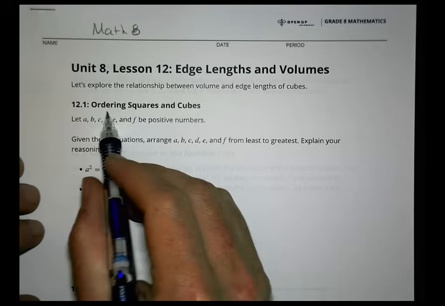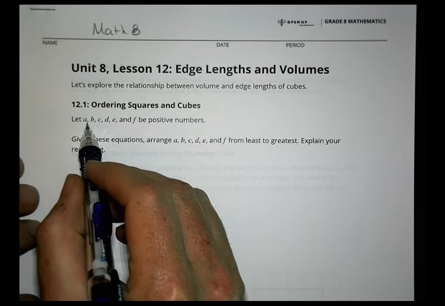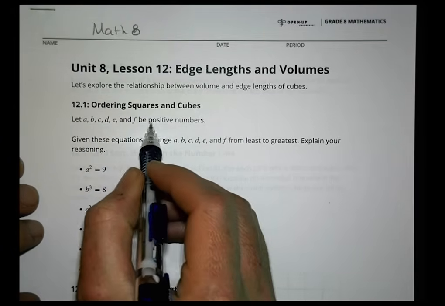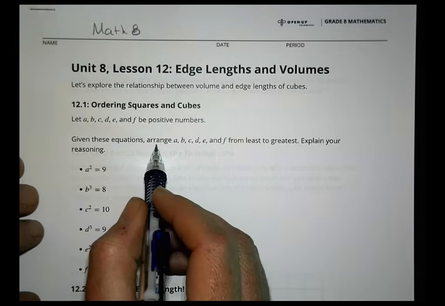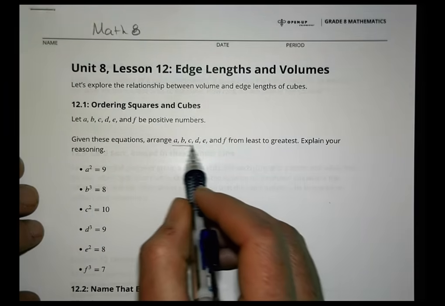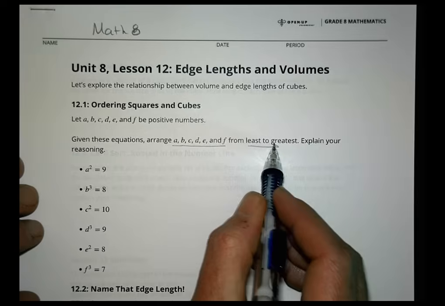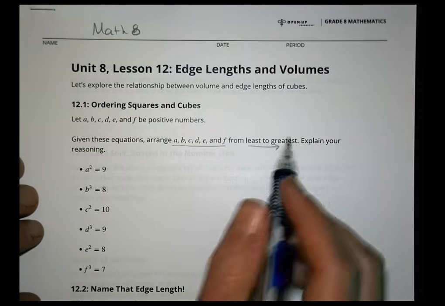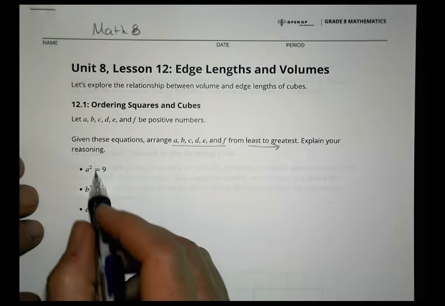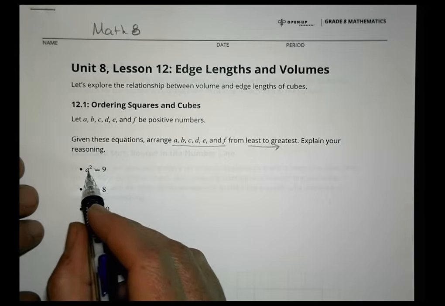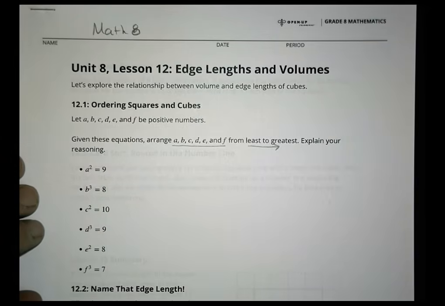Okay, so first we're going to start with ordering squares and cubes, and we have A, B, C, D, E, and F are positive numbers. It says, given these equations, we want to arrange A, B, C, D, E, and F from least to greatest, and explain your reasoning. So we have these different values here, and they want us to essentially solve for the letters A, B, C, D, and so on.